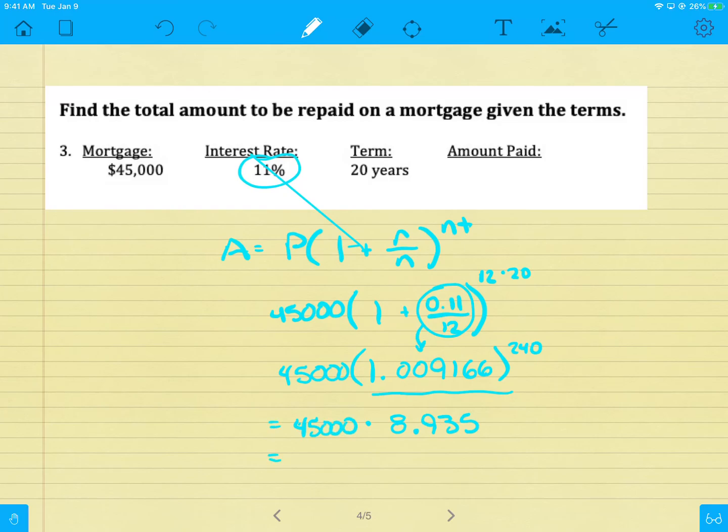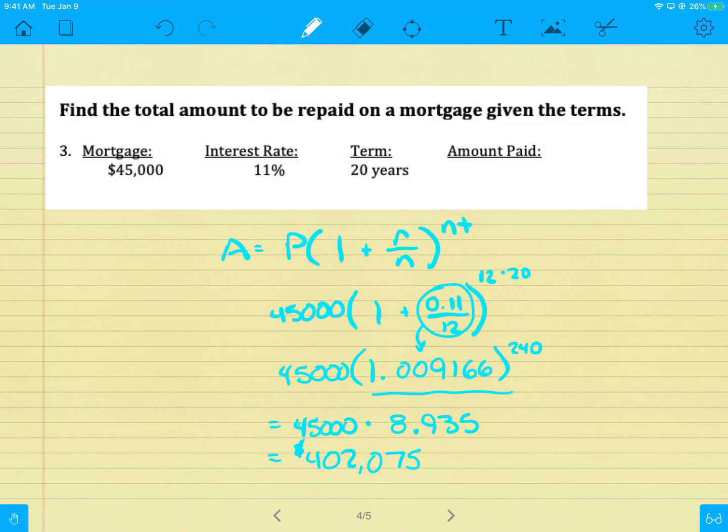And so the amount we're paying for this home, this $45,000 home, mind you, that's what I want you to think about, this $45,000 home. We're not going to be paying $45,000. What we're paying is $45,000 times the 8.935. We're paying $402,075. That's a $400,000 home over 20 years. If that would have been 30 years, it would have been way bigger.